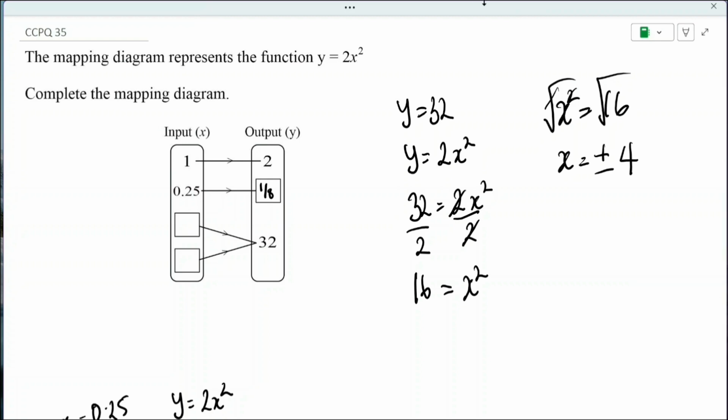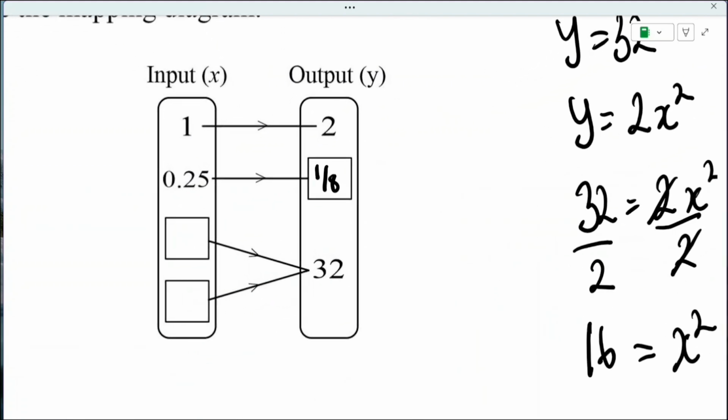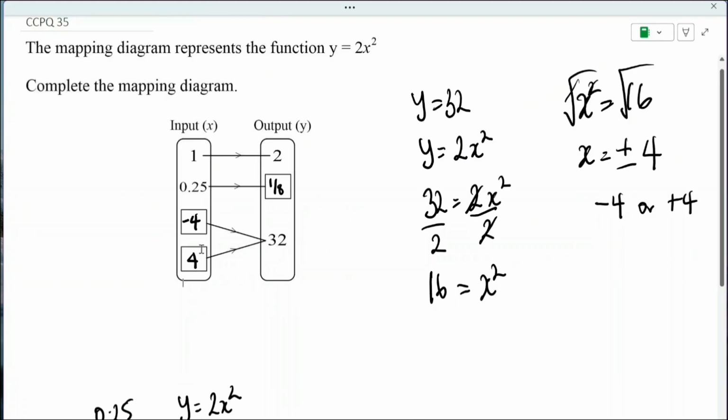So x is either, you can start with the smaller value, negative 4, or you can say and positive 4. So we have minus 4 and plus 4. Hope you understand.